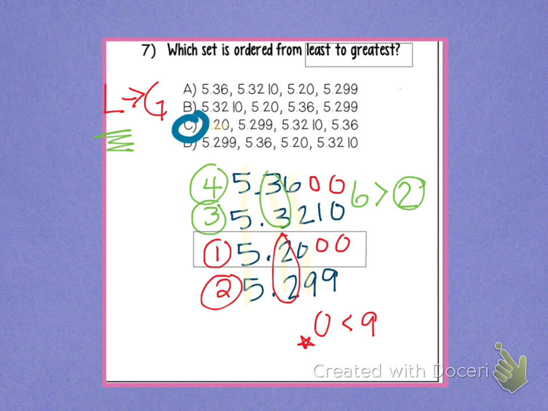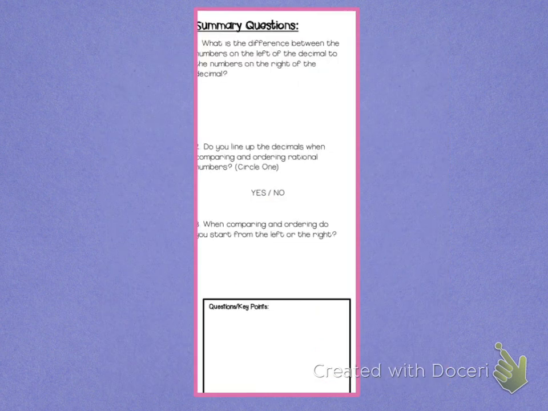Okay, so I took all my numbers, I stacked them, and I ordered them, and then I found my correct answer. Okay. We do have summary questions. Summary questions need to be written in a complete sentence. Like number 1 needs to be written in a complete sentence. Number 2 is asking you to circle one, so you just circle one. And then number 3 is another complete sentence. All these answers are within your notes. So if you don't know the answer, flip back into your notes, maybe rewind the video and see if you can find the answer. And then you have your questions and key points at the bottom.